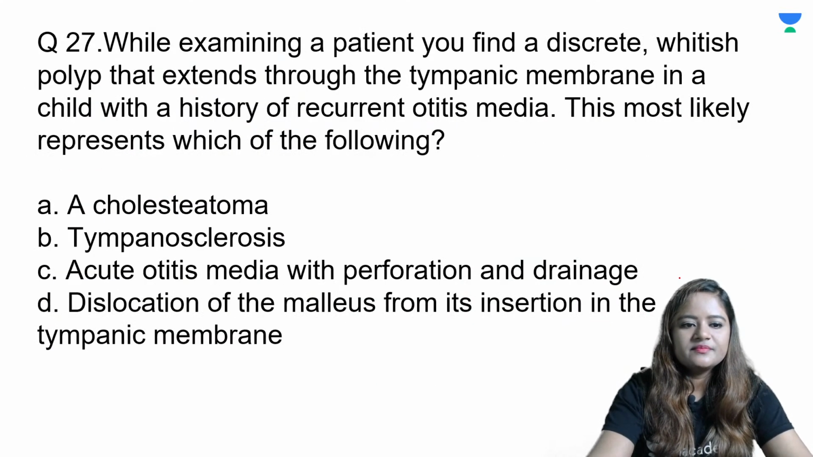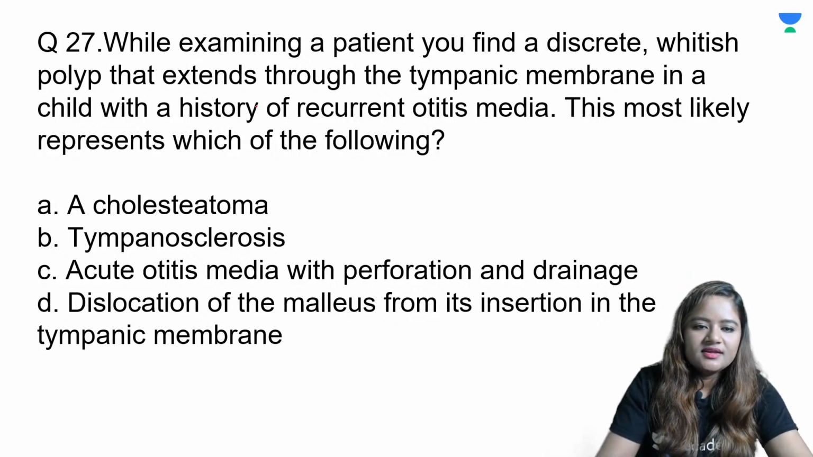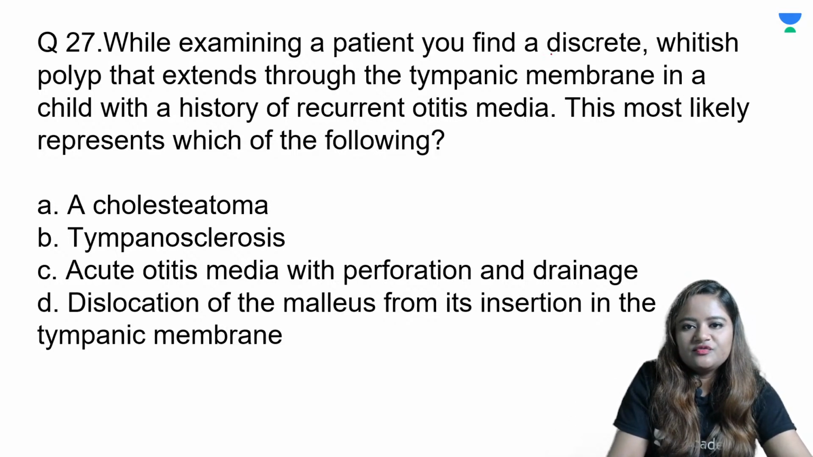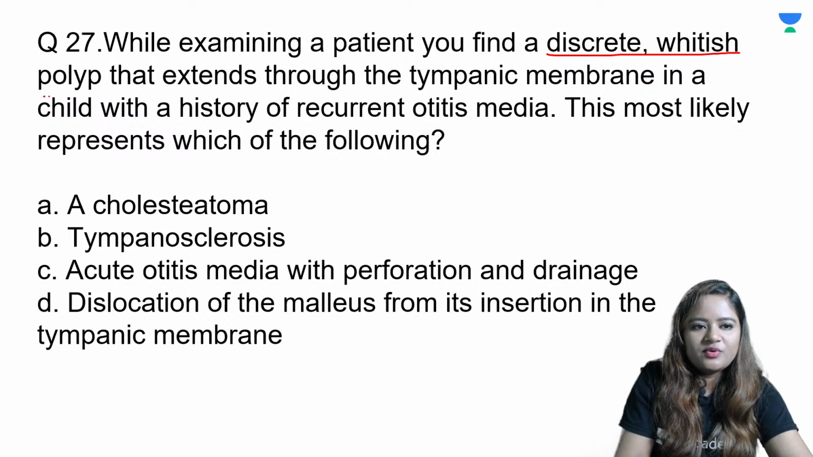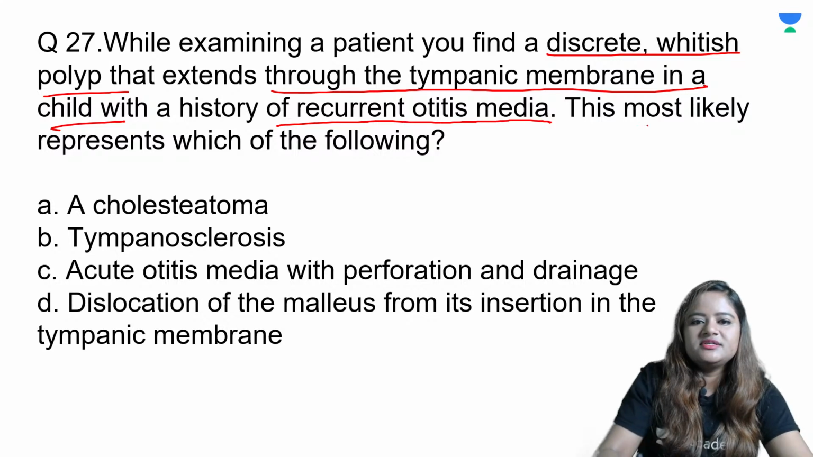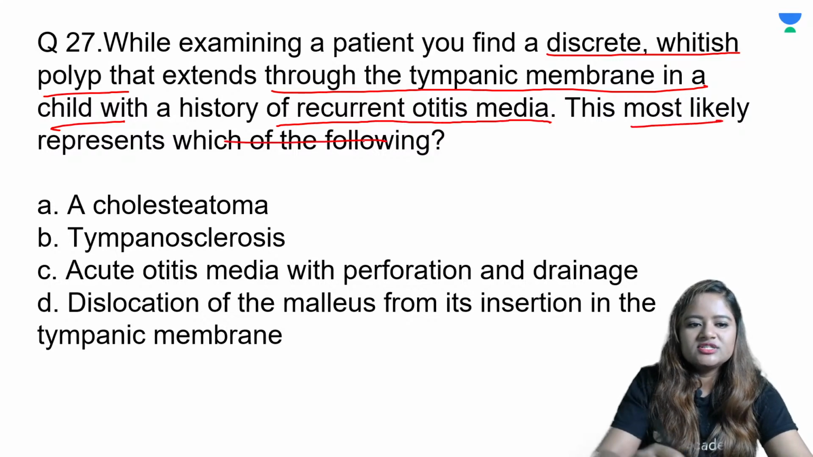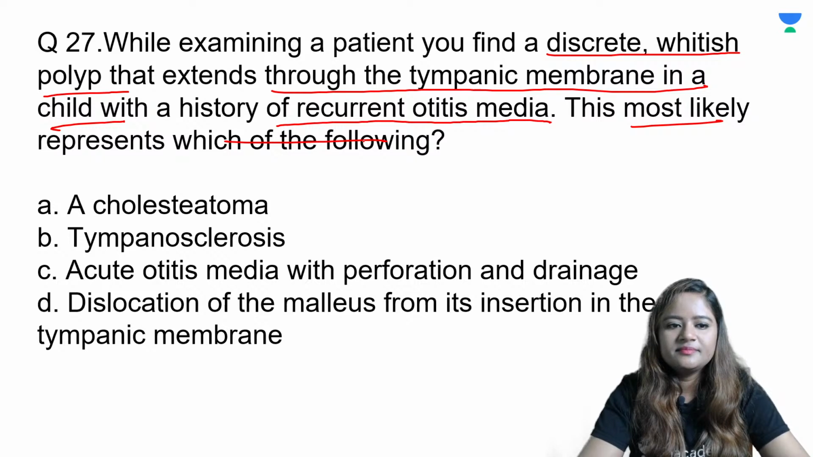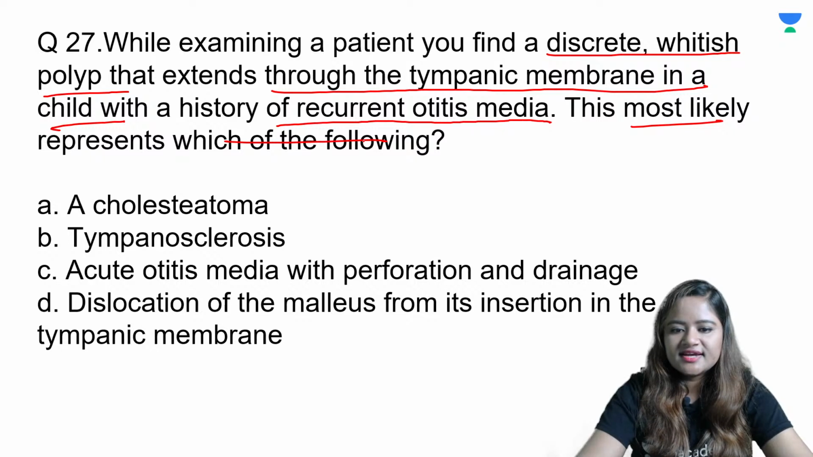Question number 27. While examining a patient, you find a discrete whitish polyp that extends through the tympanic membrane in the child who has history of recurrent otitis media. Which of the following is the most likely clinical condition that the question is asking you? So if you find a whitish kind of discrete membrane or a polyp that is present in the tympanic membrane, what is that clinical condition known as?